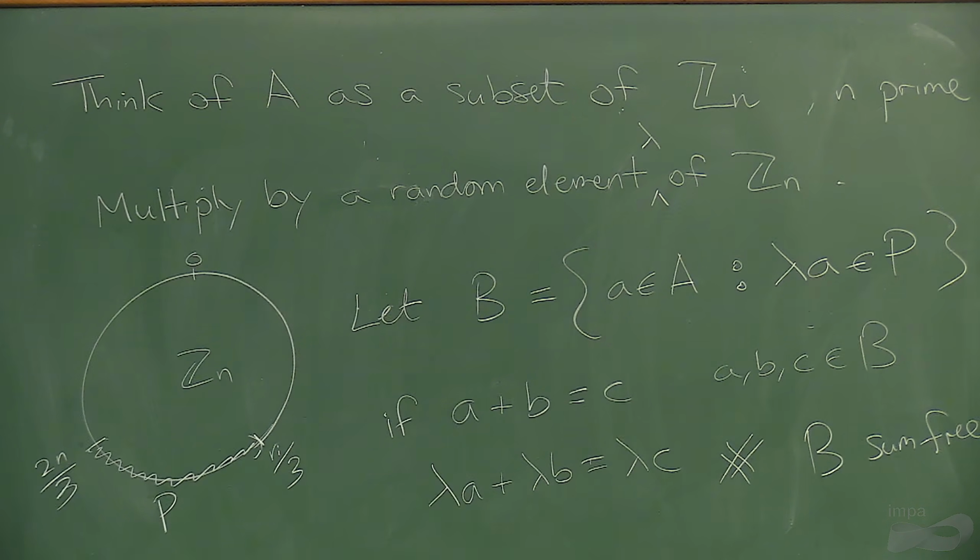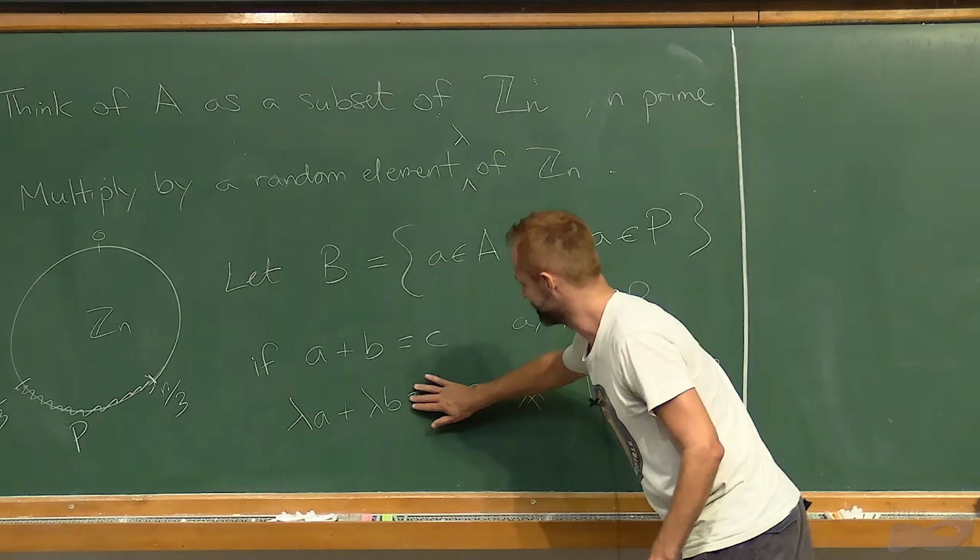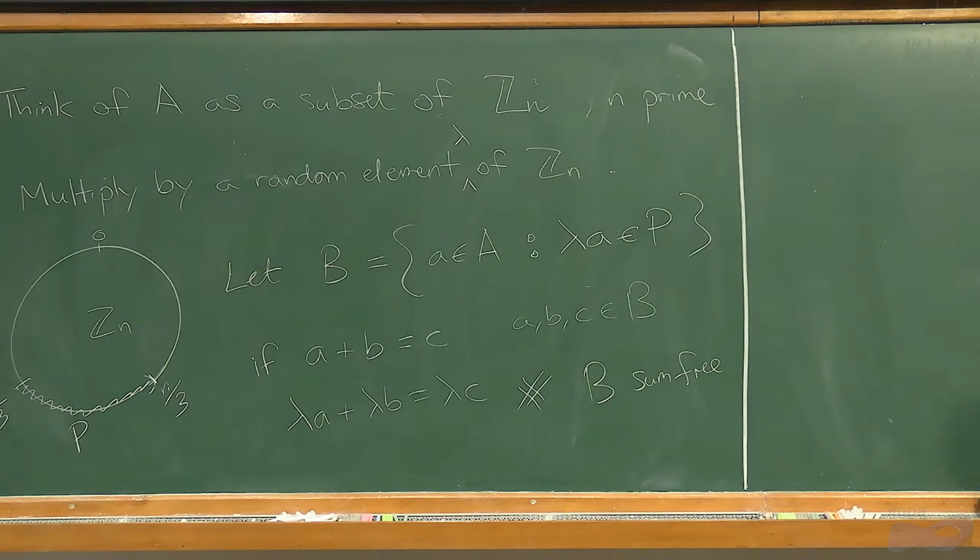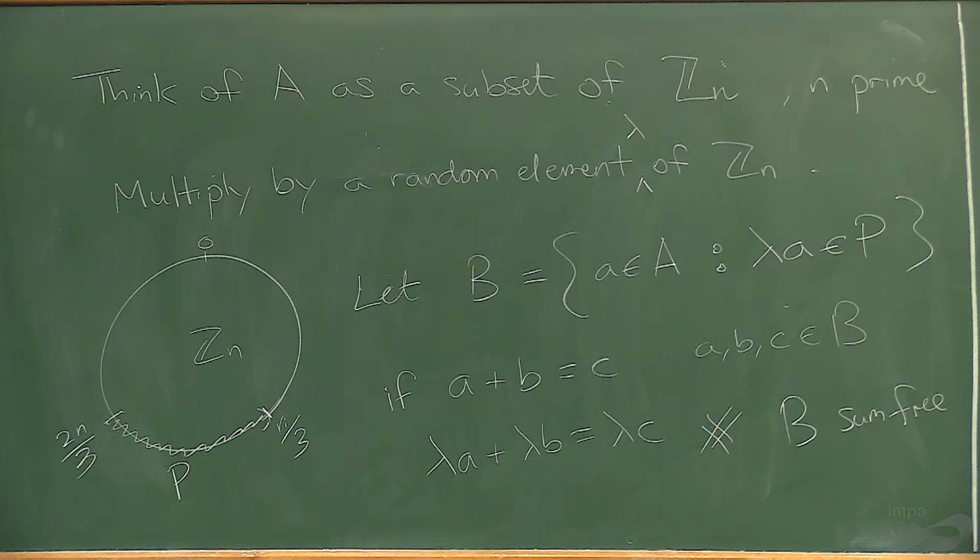Is it okay? There's no sum because if a plus b equals c with none of them 0, sorry, it can be 0. Anyway, it's fine. Is it okay? Everyone's happy? Okay, so B is sum-free.